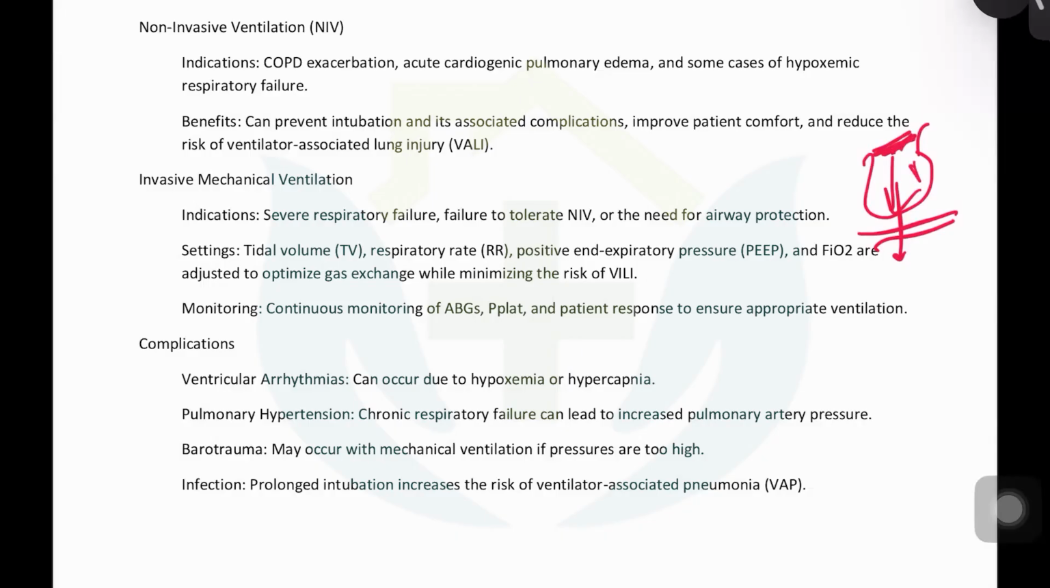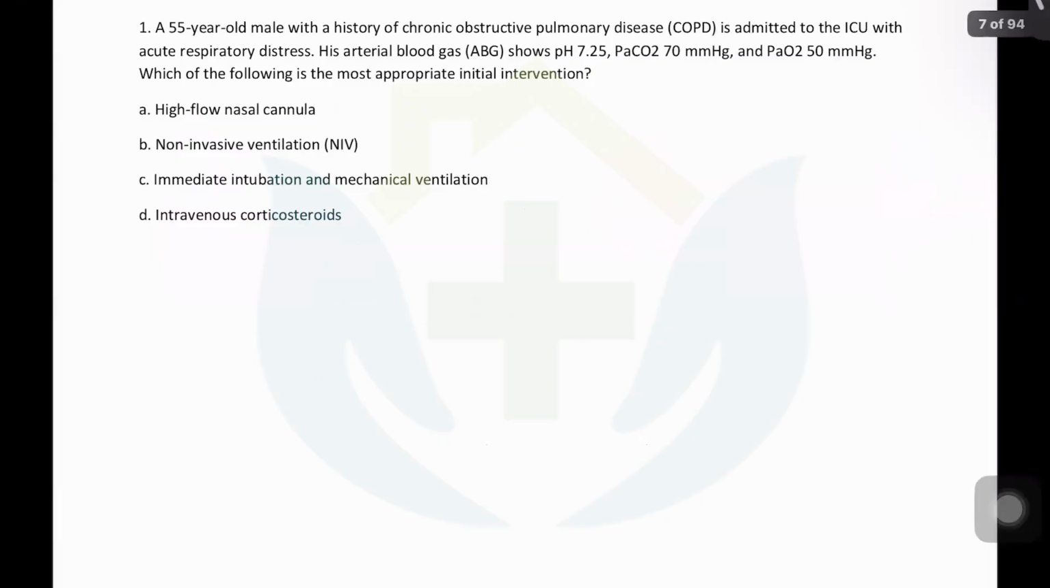Monitoring of a patient on a ventilator requires a lot of ABGs. Monitor their P-plat, which has to be less than 30 at all times, and the patient's response to ensure appropriate ventilation. There are a lot of complications. We will see that. Now, after we have briefly discussed respiratory failure, let's look at the questions.